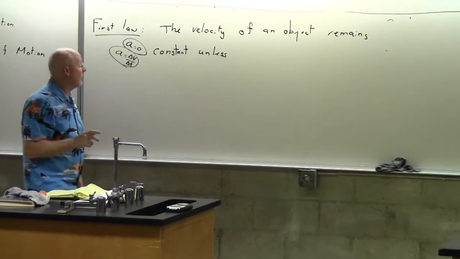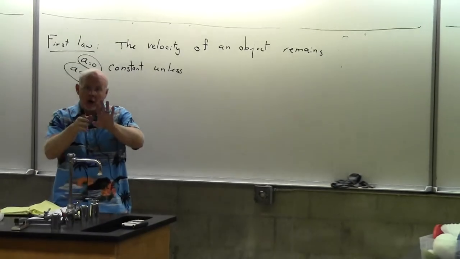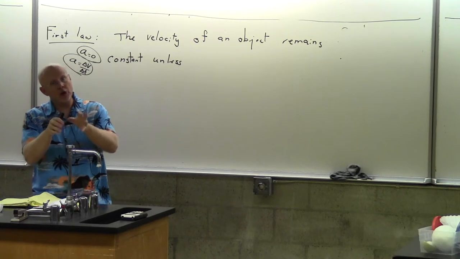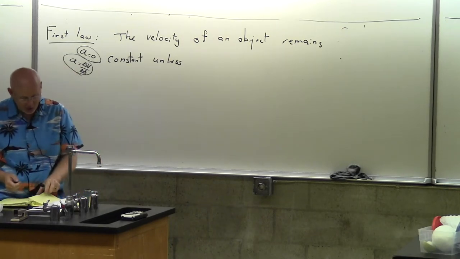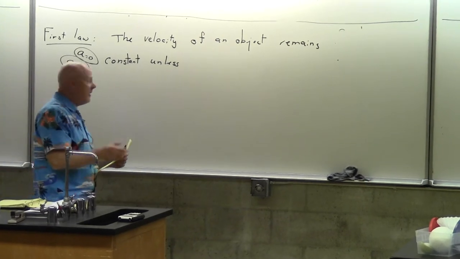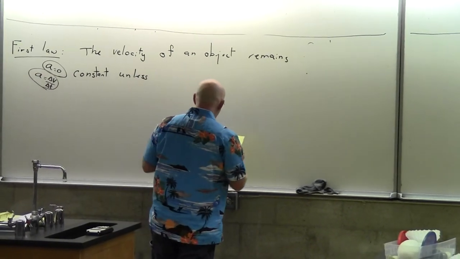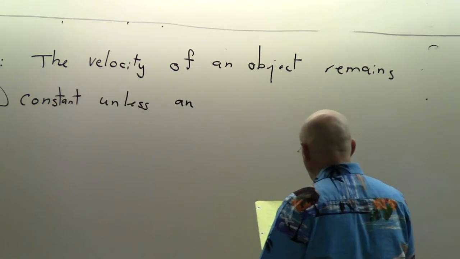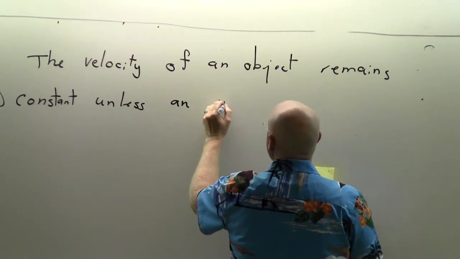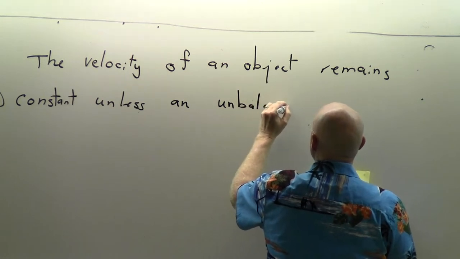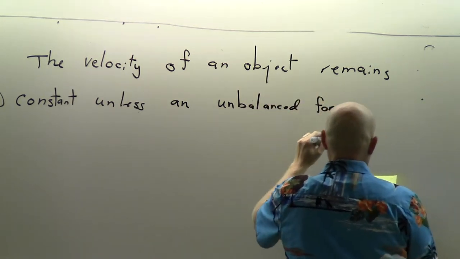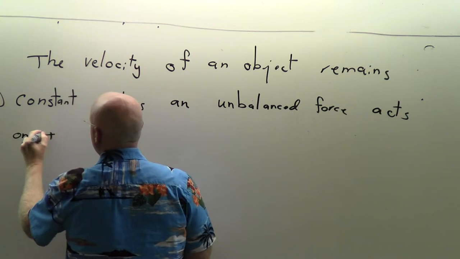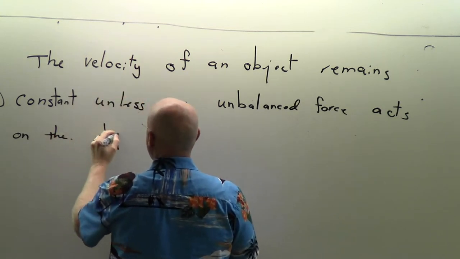Unless, okay, so what we're saying here is that there are cases where you will have no change in velocity, but there are also cases where you will have a change. And so the unless is telling us, well, when would we have our changes in our velocity? When would we have an acceleration? And your author likes to write it this way. It would be a constant unless an unbalanced force acts on the object.